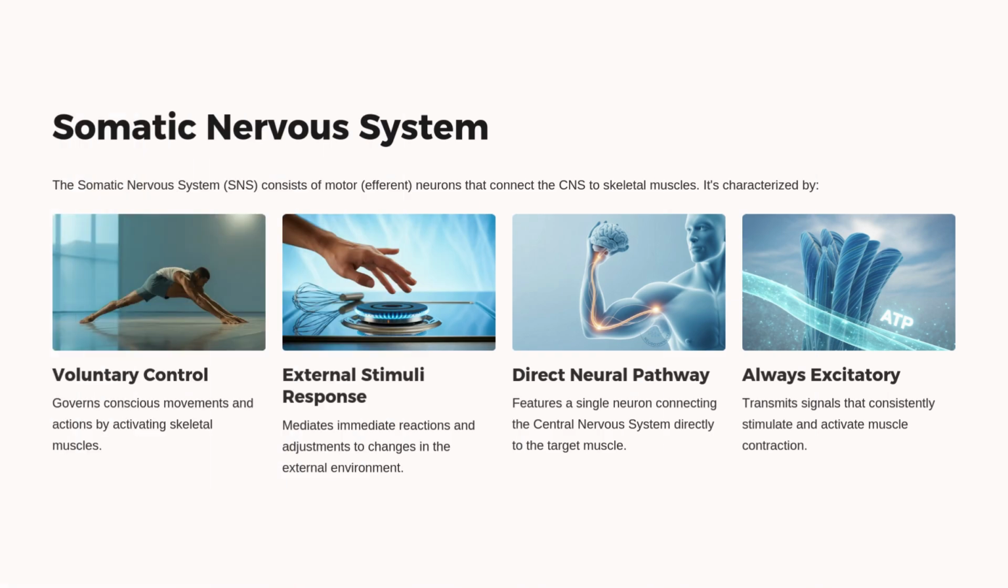Somatic nervous system. The somatic nervous system, SNS, consists of motor efferent neurons that connect the CNS to skeletal muscles. It's characterized by voluntary control, governs conscious movements and actions by activating skeletal muscles. External stimuli response. Mediates immediate reactions and adjustments to changes in the external environment. Direct neural pathway. Features a single neuron connecting the central nervous system directly to the target muscle. Always excitatory. Transmits signals that consistently stimulate and activate muscle contraction.